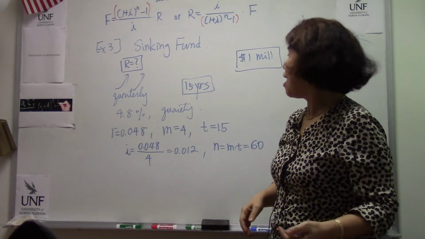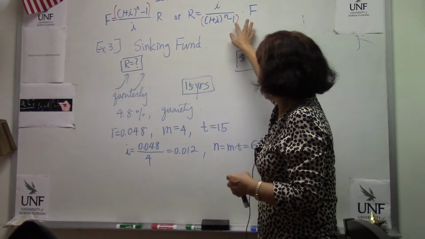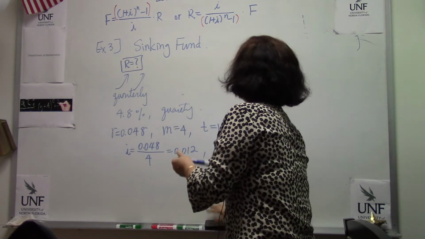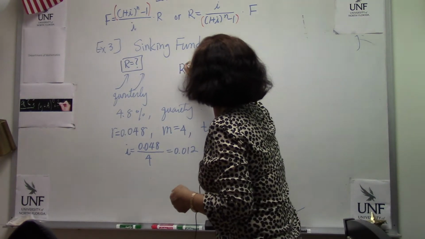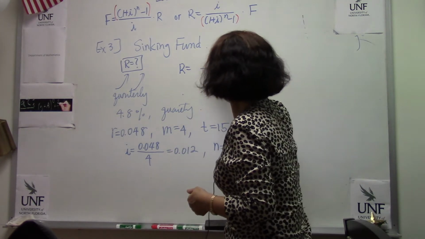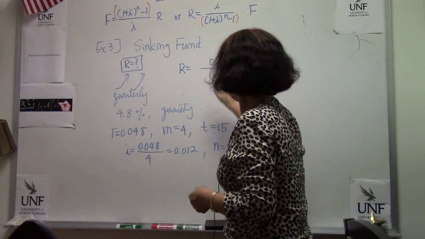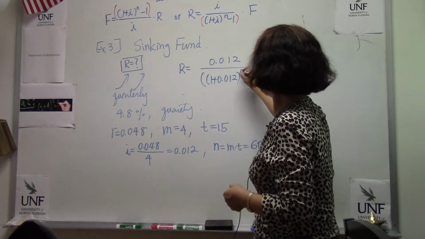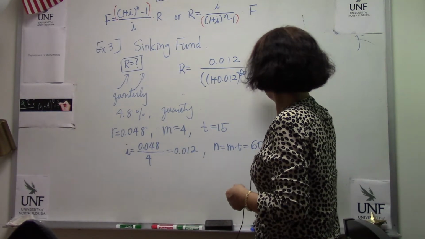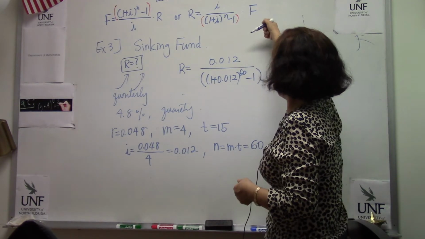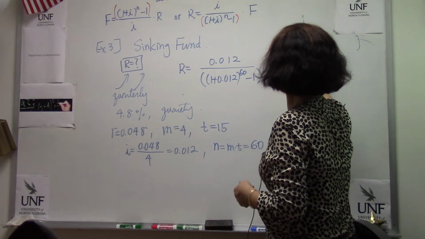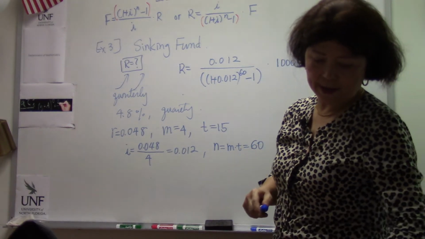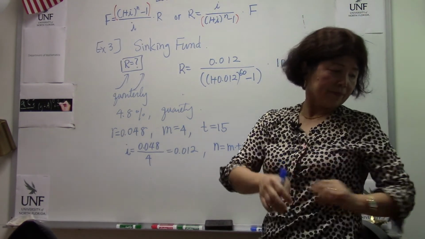So we compute the R. Again, we are going to use this. R equals I, which is 0.012 over here, divided by 1 plus 0.012 to the power of 60, subtract 1, close the parenthesis, and then multiply by the future value. They want to have 1 million, so multiply by 1 million. Okay, I will wait for you. You compute.